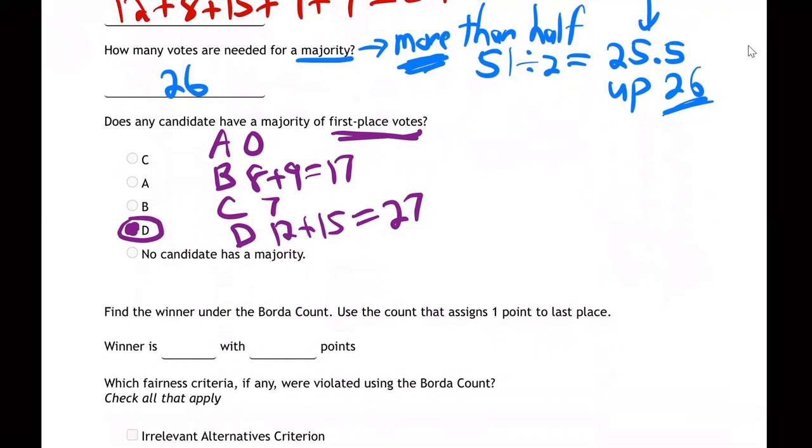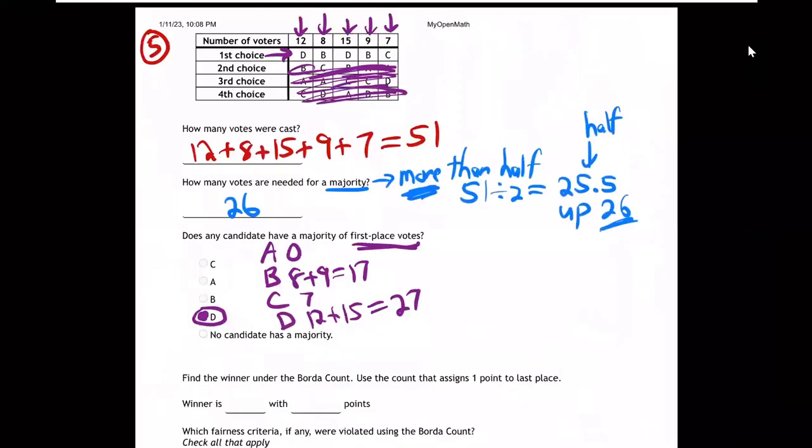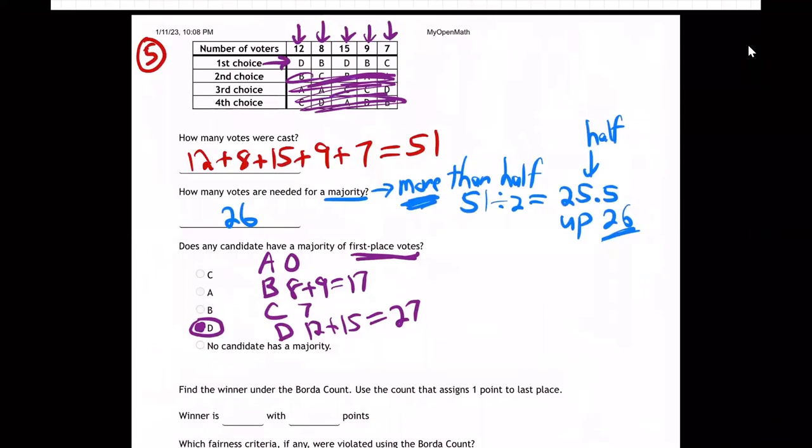But now let's find the winner of the election using the board count method. And we'll find out, I think, that D probably won't win by points. Somebody else might come in with more points than D and actually win this election. I don't know for sure. Let's see. It might be B. I'm not sure.